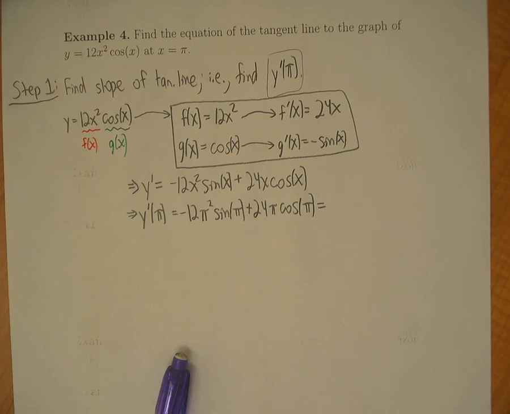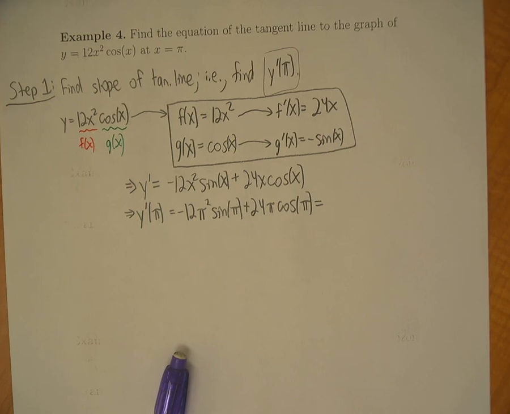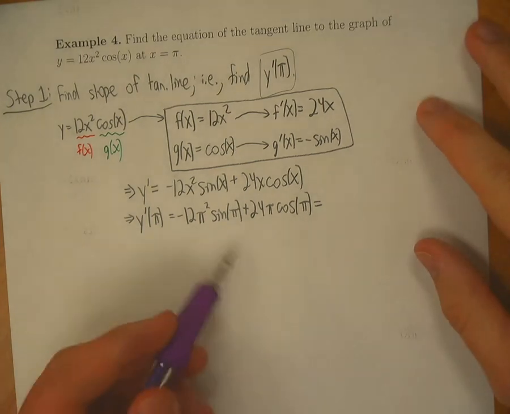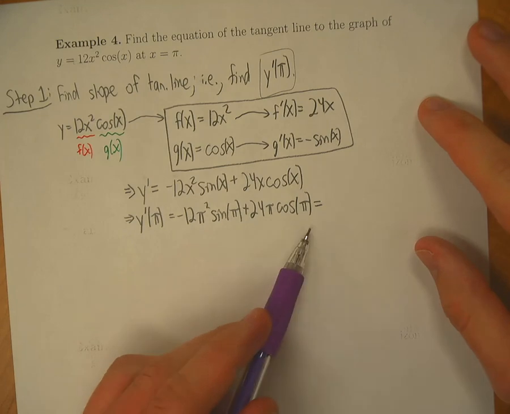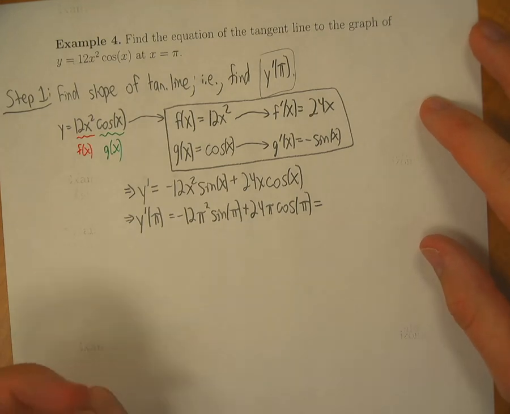Let's give someone else a chance. Okay. So what would our slope be for this? If we simplify this as much as we can.